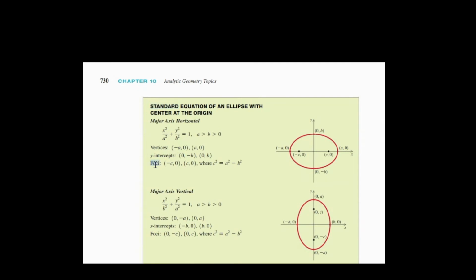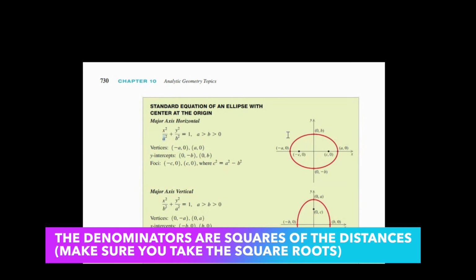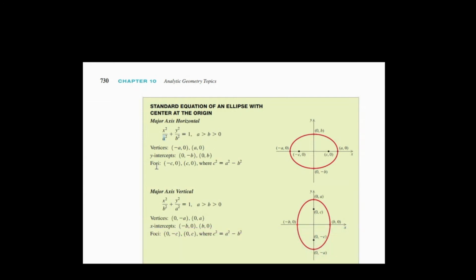Where are the foci? The foci are a little bit interesting. Well, let me back up just a second. Notice, and this is something else, draw a big arrow, these are squares. This is A squared, and your vertices are at A and negative A. This is B squared, and the endpoints of your minor axis are at B and negative B. And don't forget that these are squares. That's another way that students can go wrong.